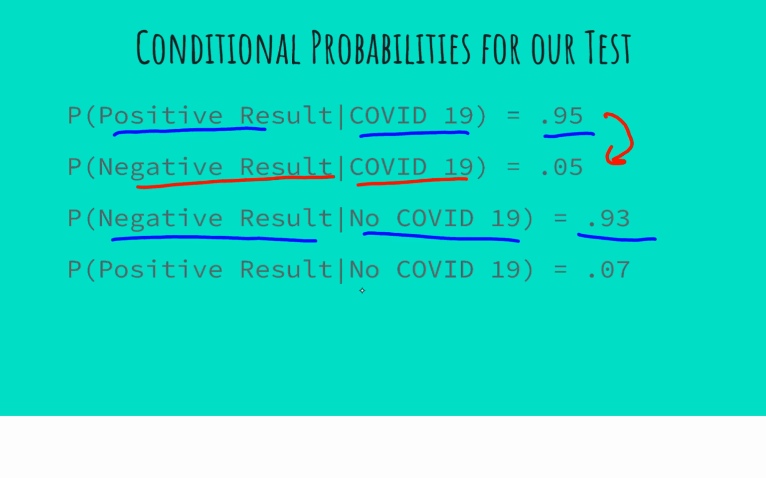If we look down here, this one is someone who does not have COVID-19 but gets a positive result. So 7% of people are going to fall into that group. This last one has a special name. This is sometimes called the false positive rate. And you don't want that number to be high. So 7% of patients are going to walk out thinking they have COVID when in fact, oh, I'm sorry, I should say 7% of healthy patients walk out thinking they have COVID.